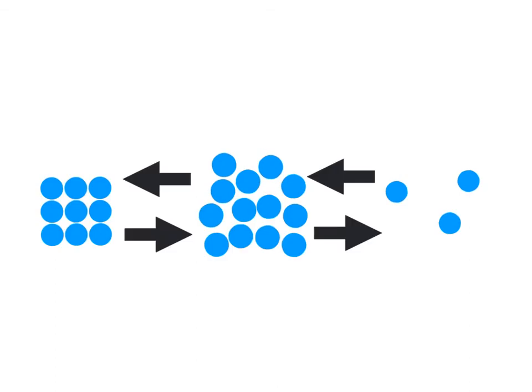Let's look at the changes of state. We have solid on the left, liquid in the middle, and gas on the right. When a solid turns into a liquid, it melts. The change of state from a liquid to a gas is boiling. When a gas changes state back into a liquid, it is condensing. And the last change of state from a liquid to a solid is solidifying, also known as freezing when you're talking about water.